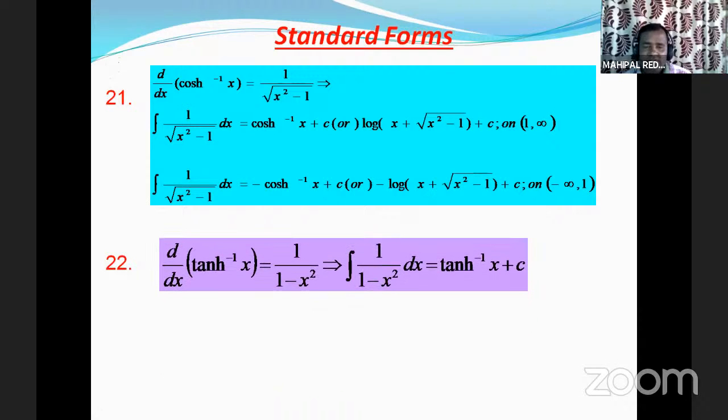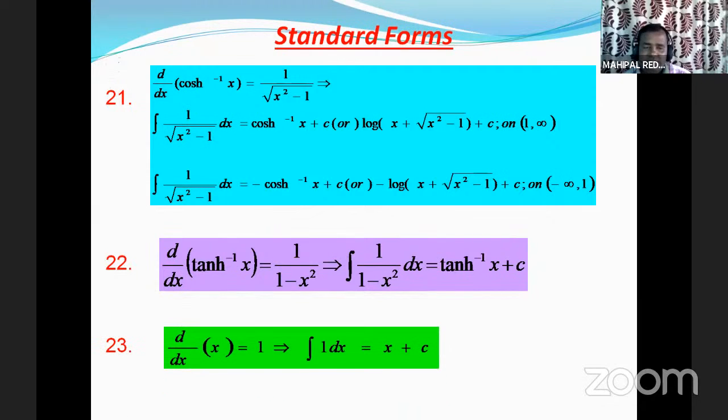The 22nd one, integration of 1 by 1 minus x square is tan h inverse of x. The 23rd, derivative of x is 1. That's why the integration of 1 with respect to the x variable is x, or with respect to the y variable, the value is y. So children, these 23 standard forms are important while solving problems. But look, in each and every standard form, we are using the constant c.